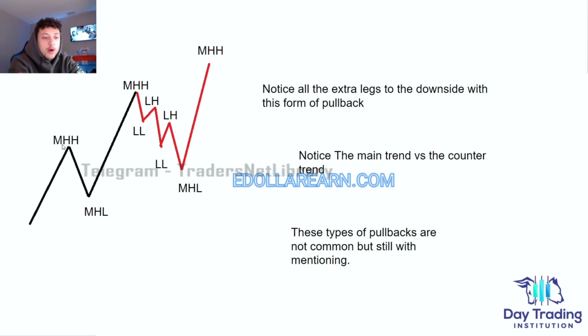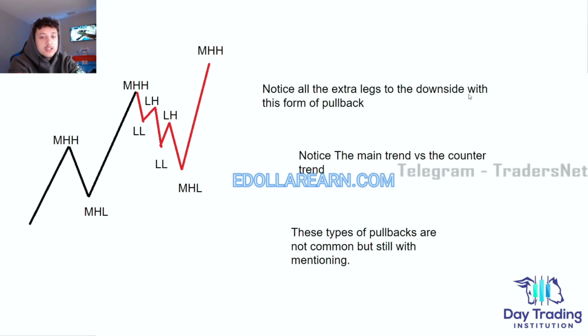So we have our main higher high point, our main higher low point. We have our main higher high point. And notice how, again, we have a lower low, then a lower high, then a lower low, then a lower high. Then we have our major higher low point, and then we have our major higher high point. But notice how within this big bullish trend, we have a little bearish trend. Notice all the extra legs to the downside. This is the form of a breather pullback. Notice the main trend versus the counter trend. The main trend is where we have the main higher highs and the main higher lows.